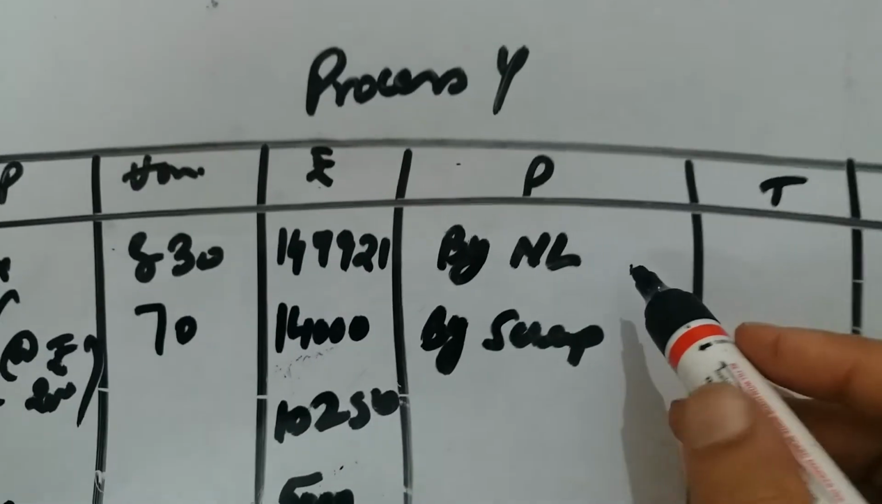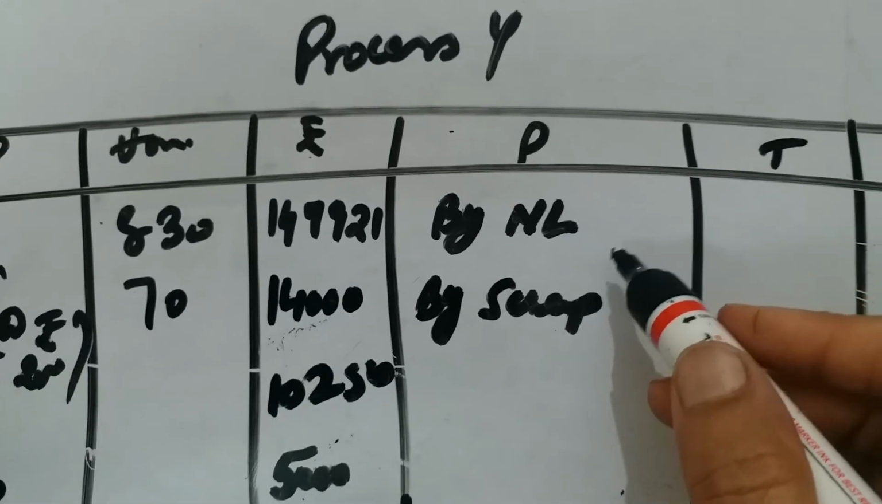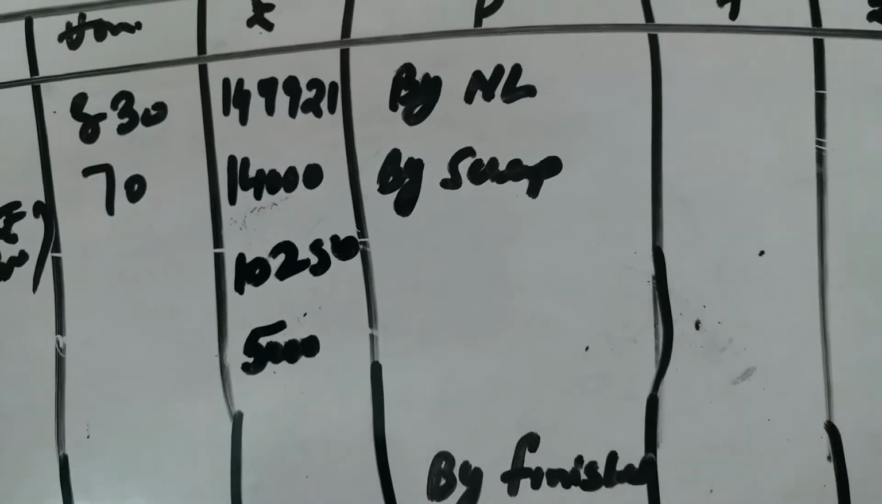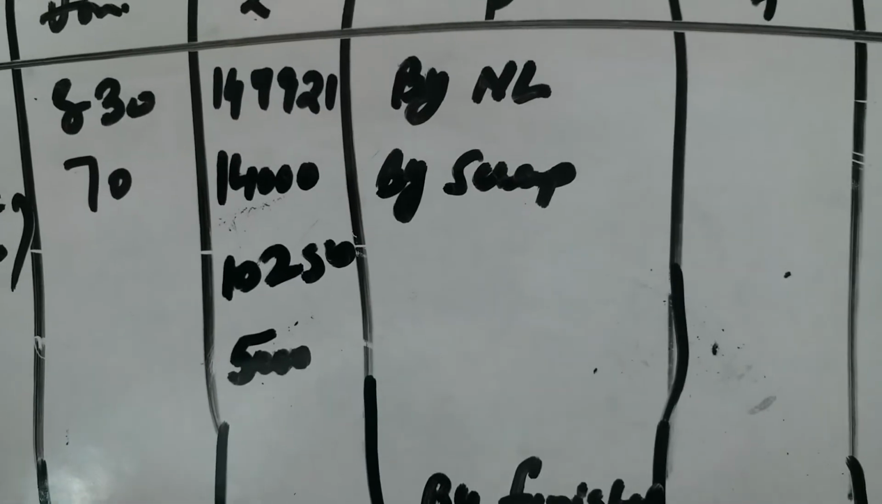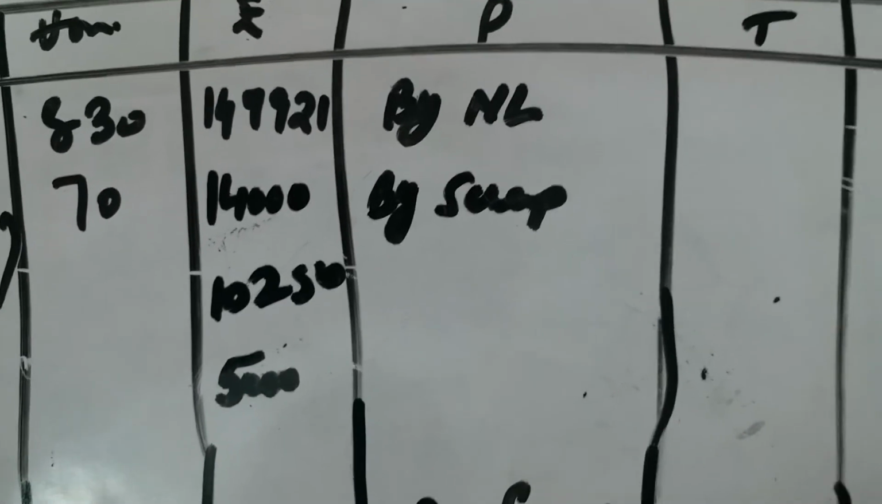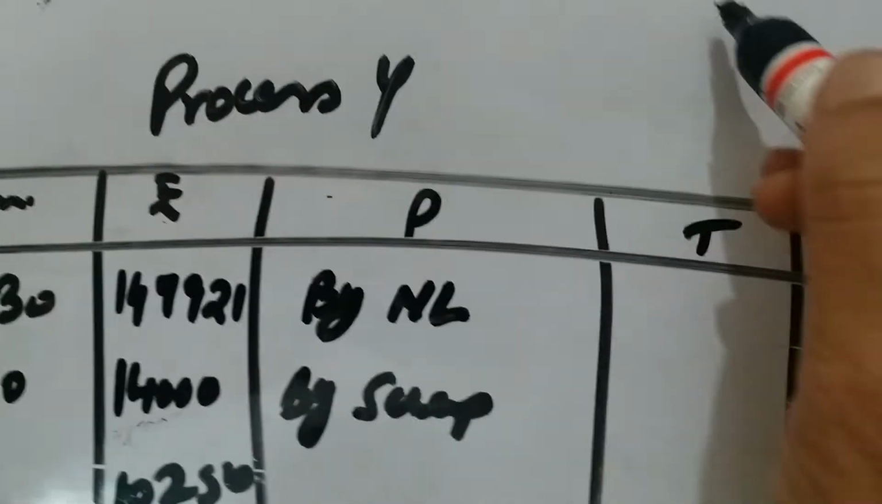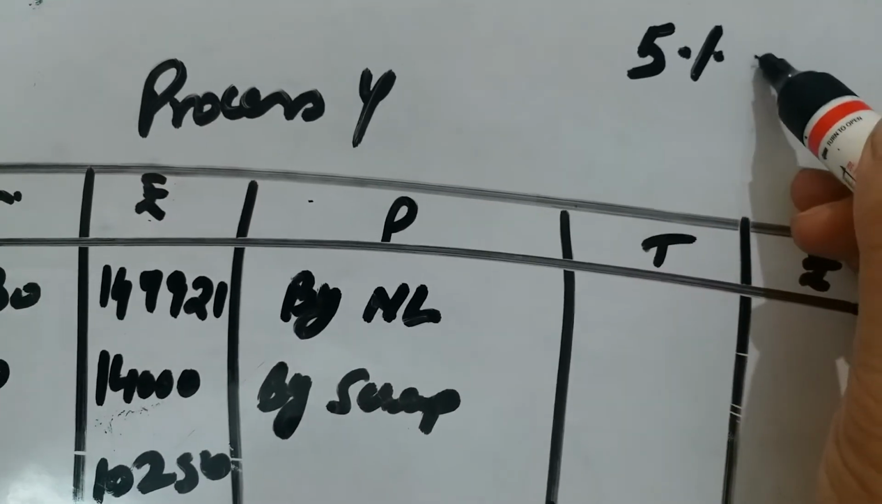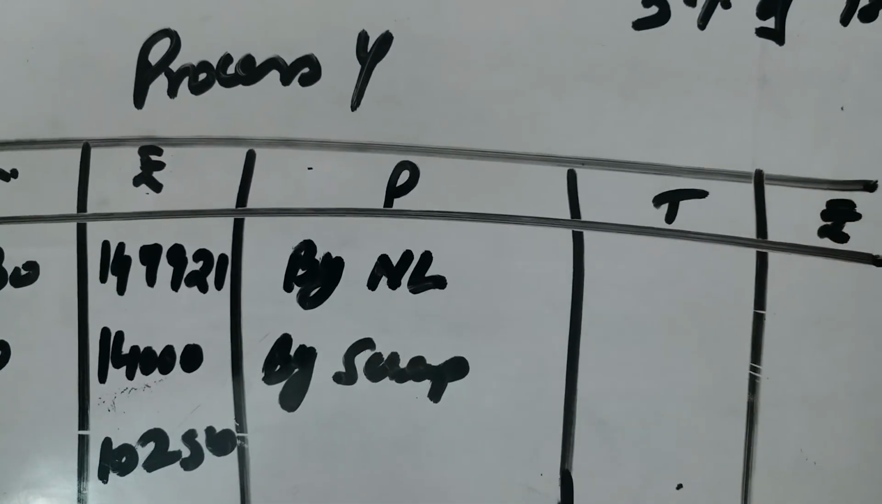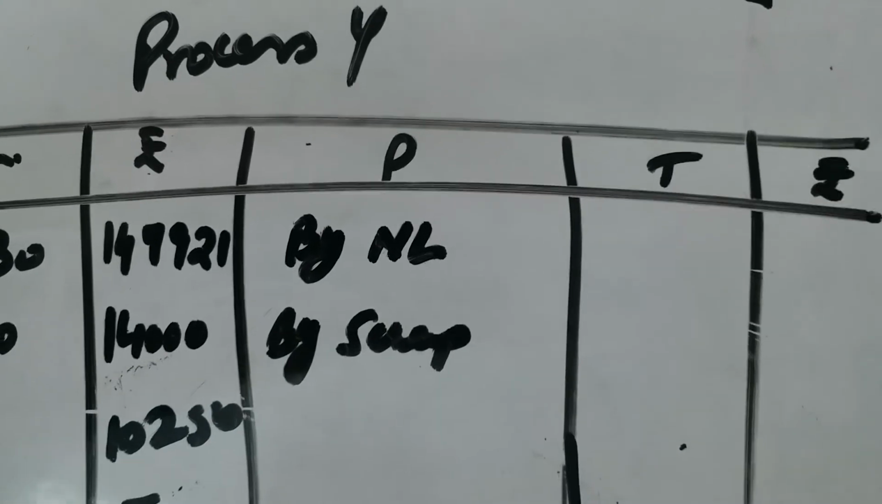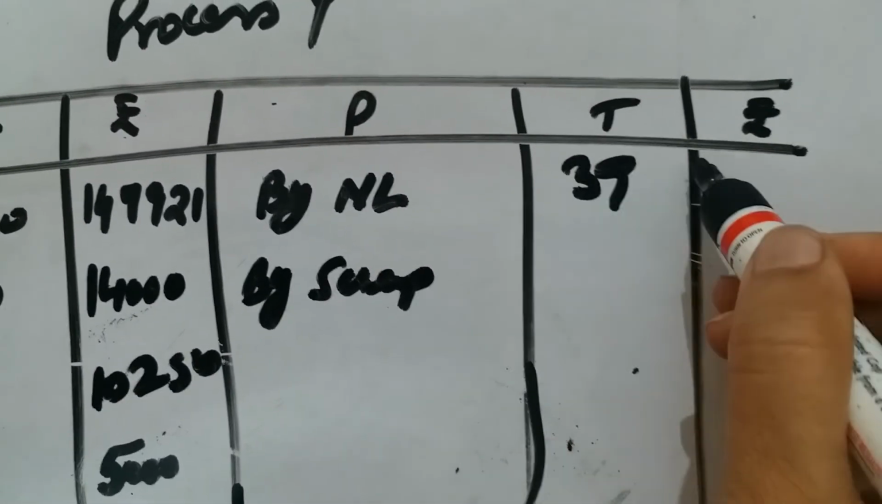So what is the normal loss percentage over here? It is written 5% of the output, and output is given in the question, that is given 780. So 5% of 780, that is the normal loss. So 5% of 780 is going to be 39 tons. So 39 tons is lost.